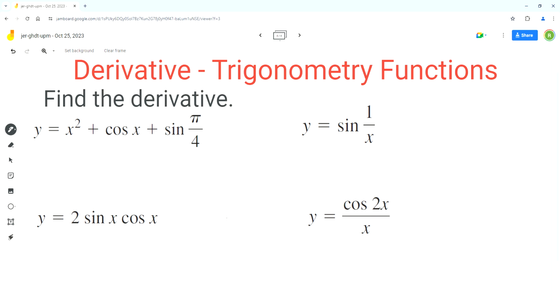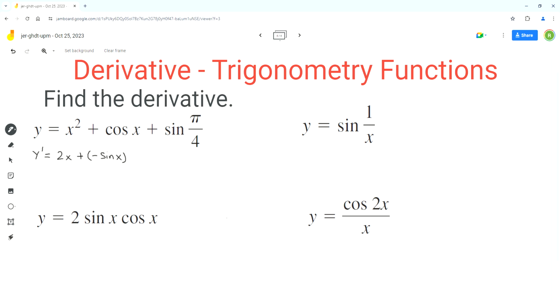The derivative will be equal to the derivative of these three terms in this function. For x squared, as per the power rule, the derivative is 2x. Now the derivative of cos x will be negative sine x. And the third term, sine pi over 4, is a constant.